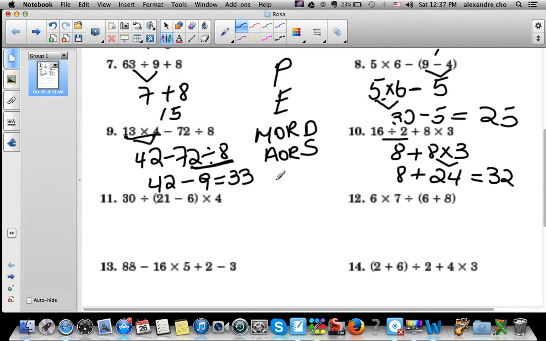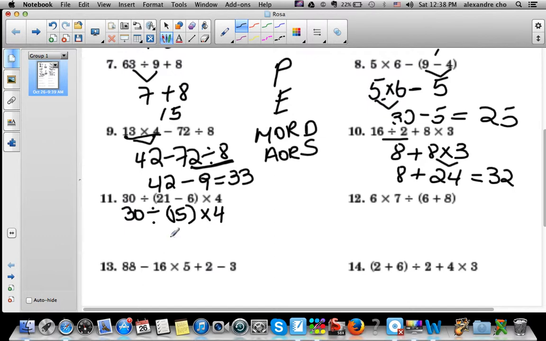Next one: 30 divided by parentheses. There's a parentheses here, so we have to take care of the parentheses. So let's copy the 30, because nothing's happening to it. Division, and inside parentheses, 21 minus 6 is 15. You can leave it in parentheses, or if you want to take it out, you can. Times 4. So the parentheses was done.